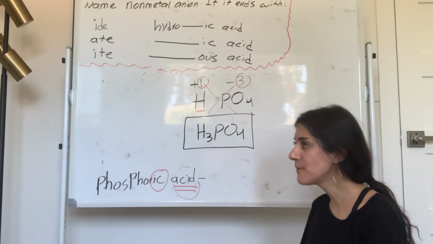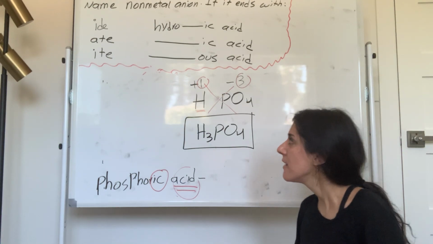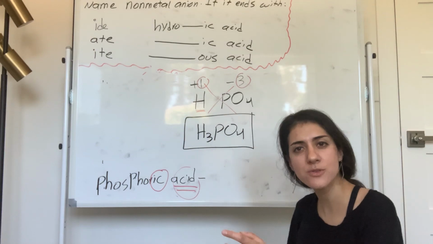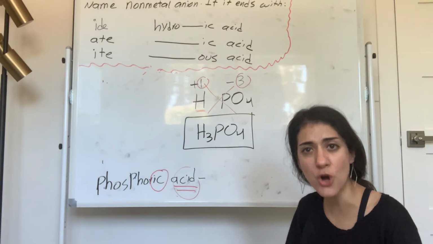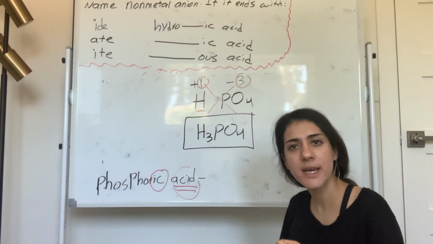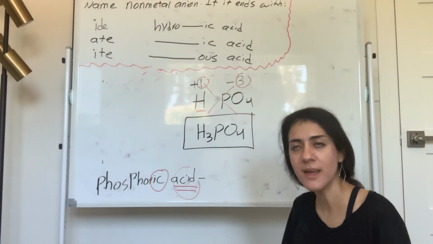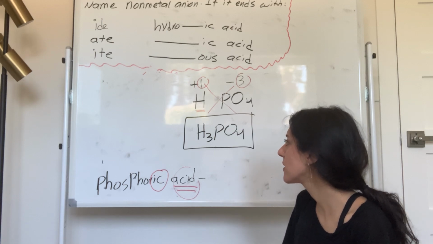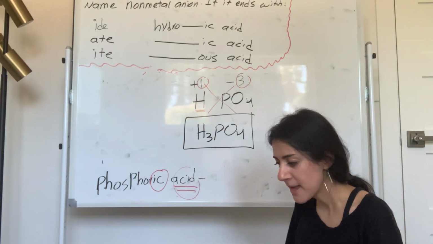Now, one thing I want you to keep in mind, a little bit of a shortcut. When you have -ate and -ite, those are polyatomic ions. Go straight to your polyatomic ion chart. -ide, those are simple ions. You take it from the periodic table, right? Those are mostly simple ions. You take it from the periodic table.